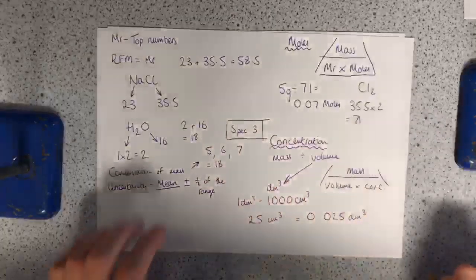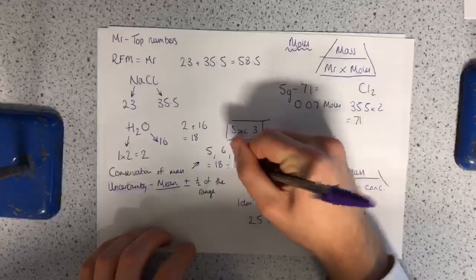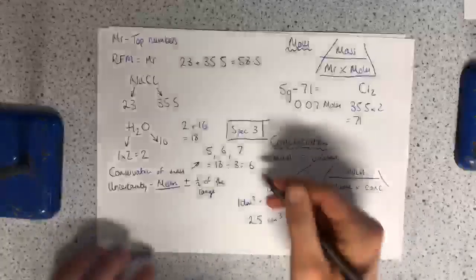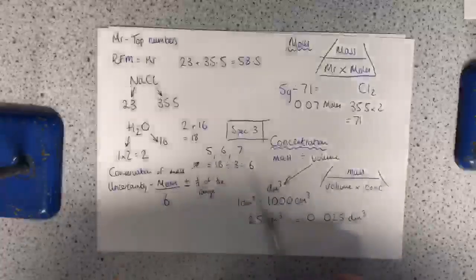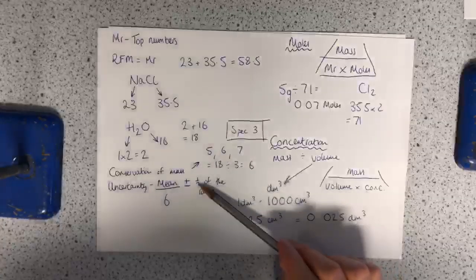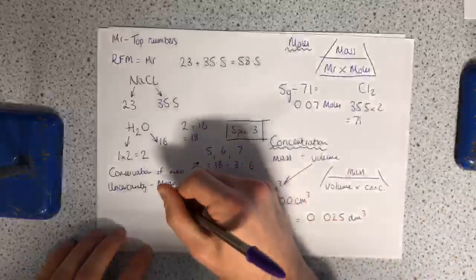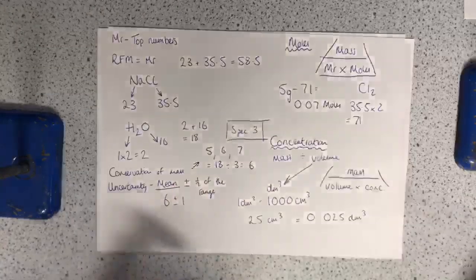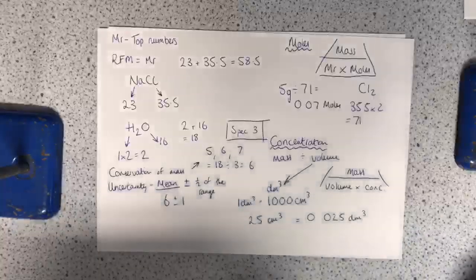So I get 18. I then divide it by 3, and I get back to 6 again. So I would put 6. The range is the highest minus the lowest, so I'd end up with 2. But remember, I'm doing half of the range. So plus or minus 1, and that would be how you represent your answer.